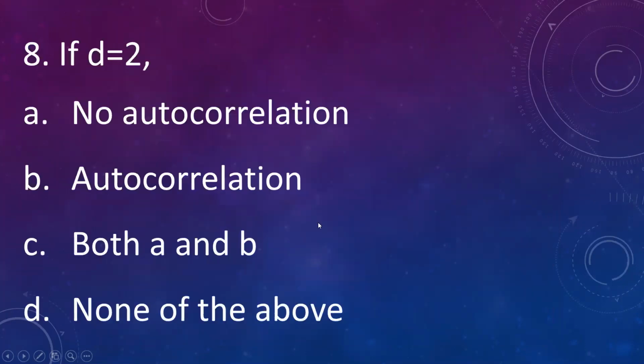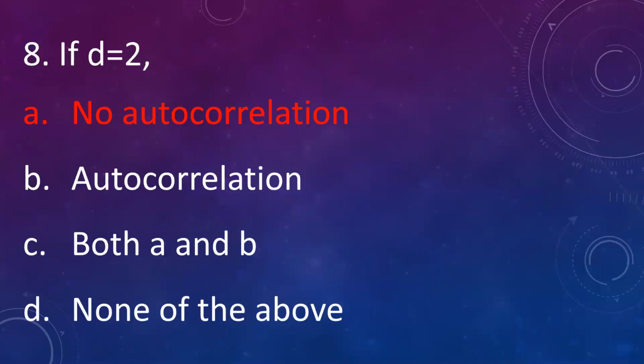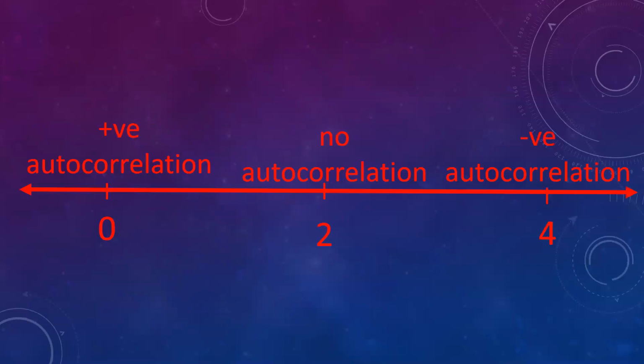If D is equal to 2, that is Durbin Watson D statistic is equal to 2, then A. Non-autocorrelation, B. Autocorrelation, C. Both A and B, D. None of the above. Answer is no autocorrelation. If the Durbin Watson D statistic value is 2, there is no autocorrelation. If it is equal to 0, there is positive autocorrelation, and if it is 4, it is negative autocorrelation. The range of D statistic is 0 to 4.